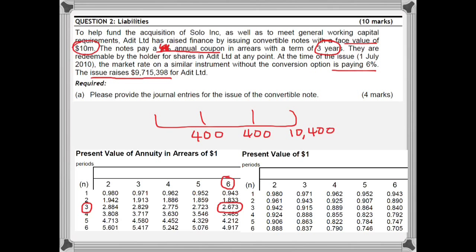Now doing the same thing, except looking at the present value of $1, we go to 3 years, and we go to 6%, and we find we have a present value factor of 0.840. So those are the two factors that we have in place. Remind yourself of those just for a second, because we're going to be getting rid of those tables to give ourselves a little bit more room.